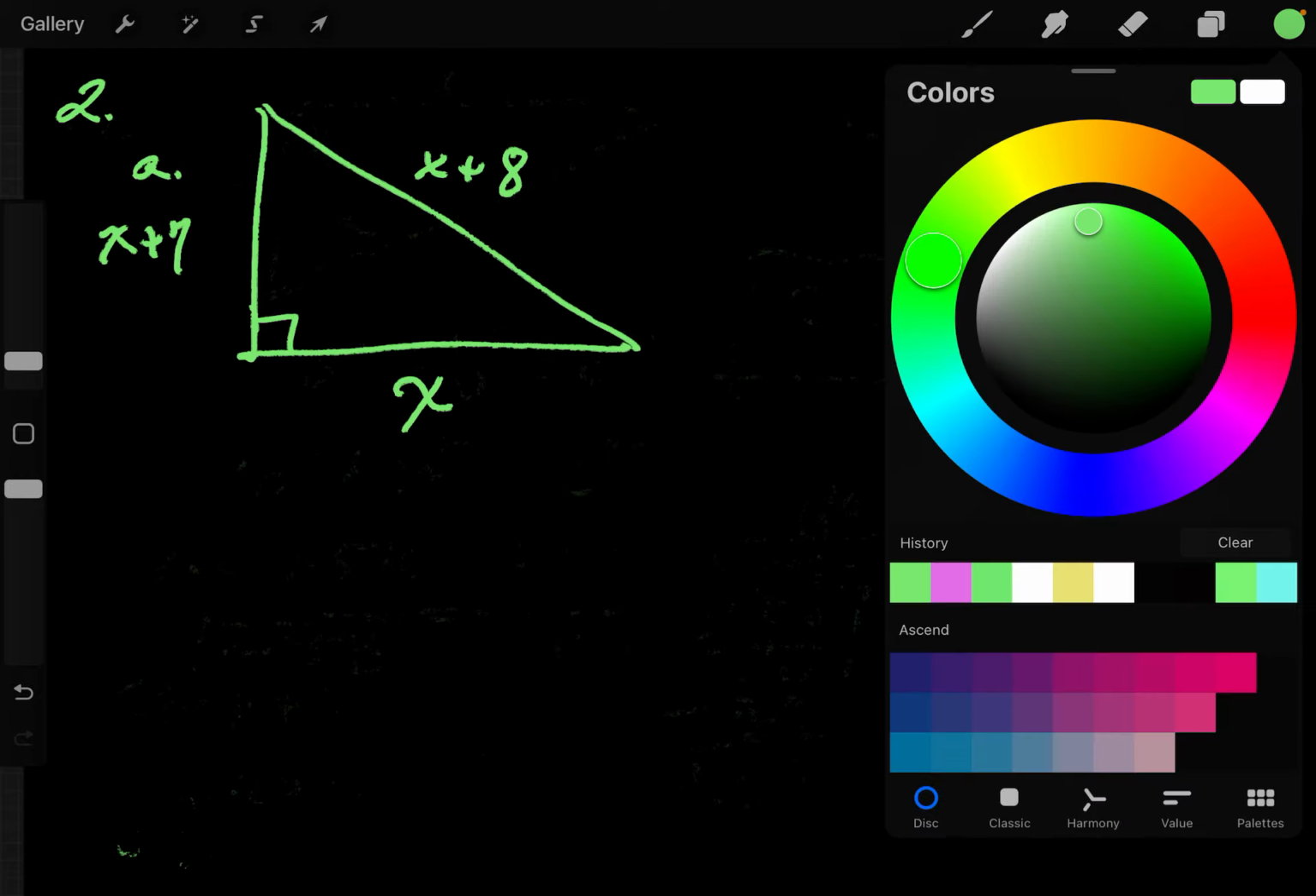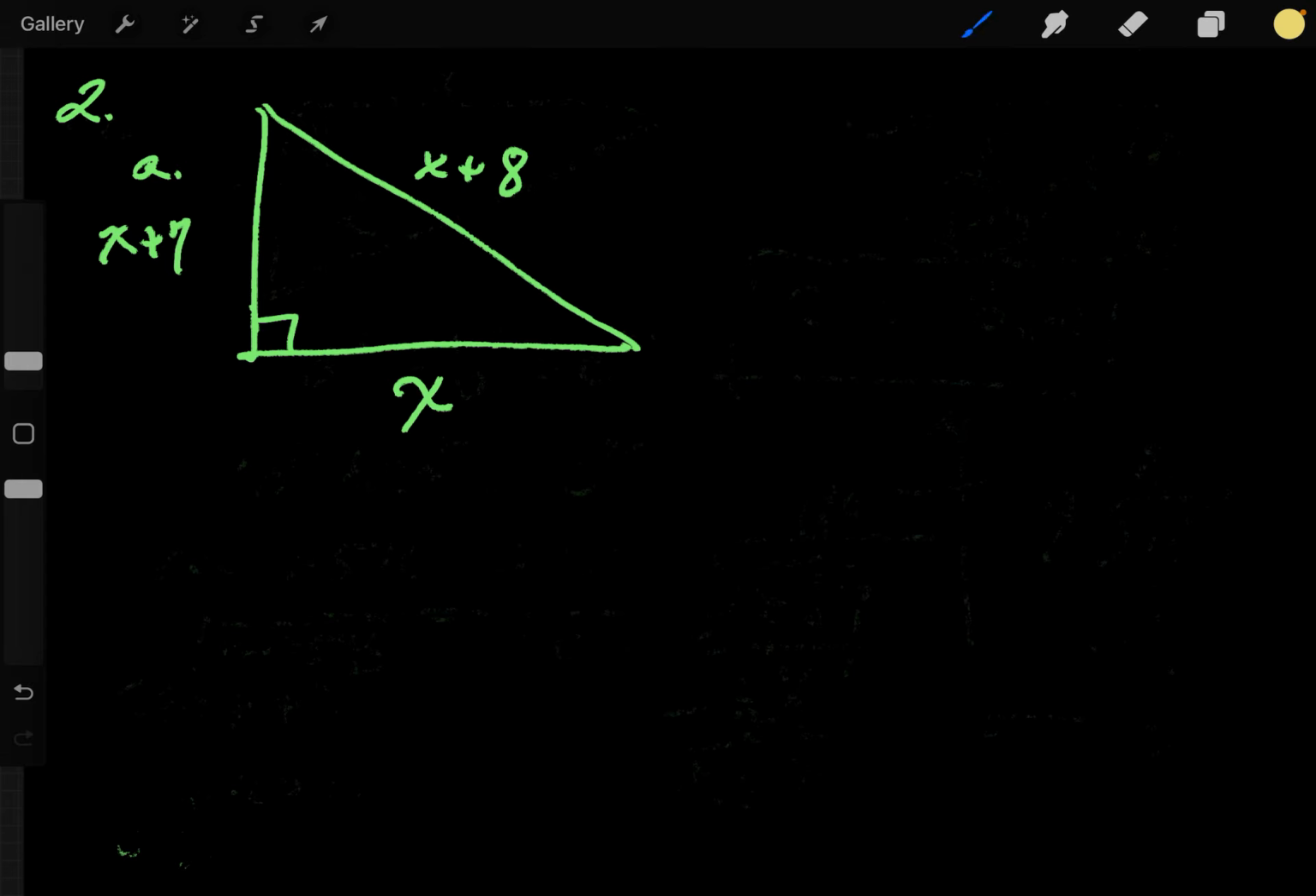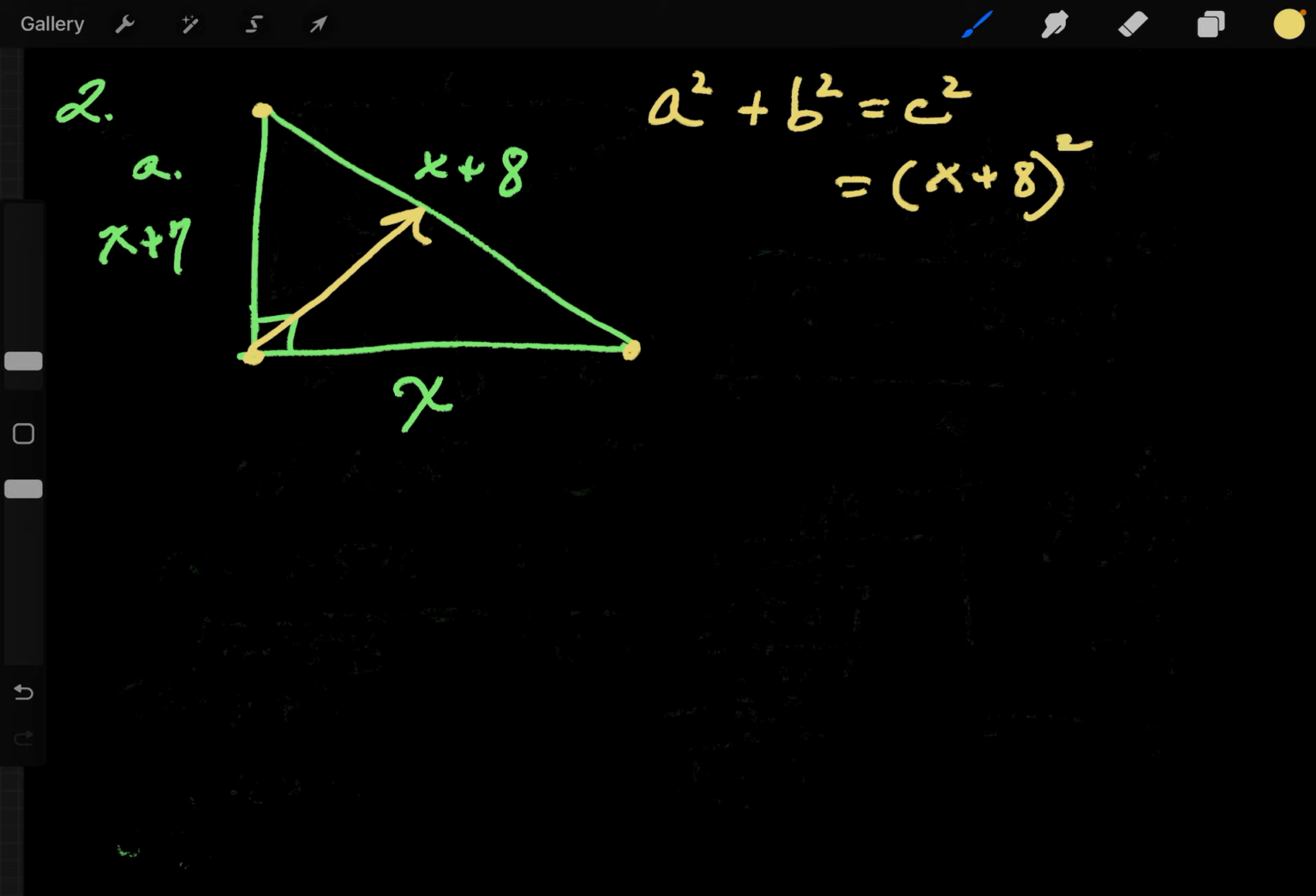So what we need to know is that it's not too different than just solving it in the case where it's numbers. Now here we have algebraic expressions for these numbers. So the first thing you want to be able to do is identify which side is c. This is a right triangle, so we know a squared plus b squared is equal to c squared. So let's identify which side is c, opposite the right angle. So this x plus 8 is c, so I'm going to write x plus 8 squared over here. Then a is like x, and then b is like x plus 7.